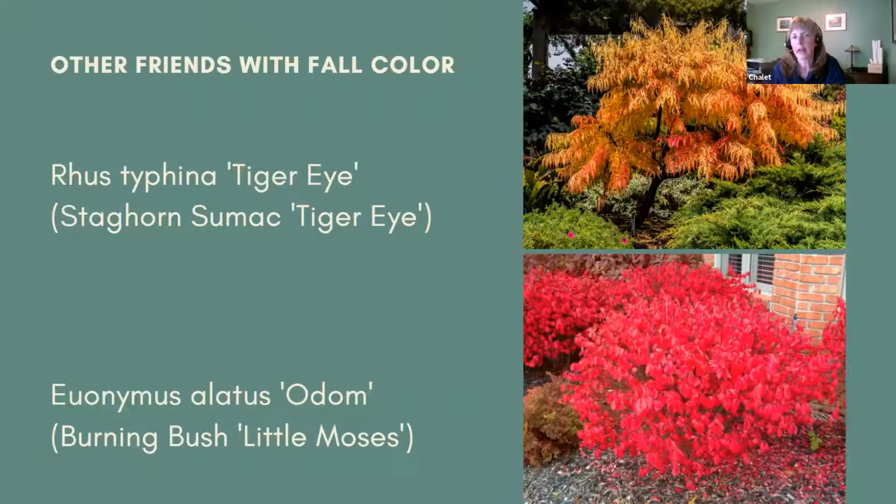So Tiger Eye is one that was developed that doesn't sucker like the straight species, and it's smaller, so it's great for landscaping. He's good on the back border. You can see from the picture, he's kind of a gangly teenager, and he always looks like this. He never gets a really nice shape. He's always kind of lopsided or something. But it's a nice plant. It gets a nice fall color, and again, a nice fine textured leaf.